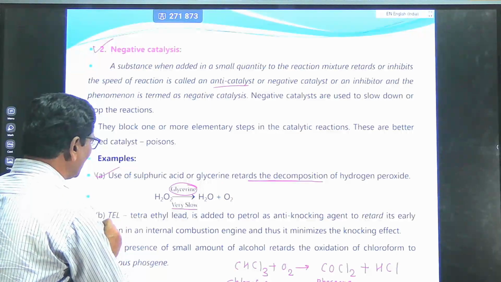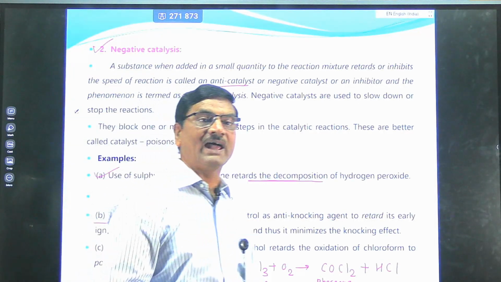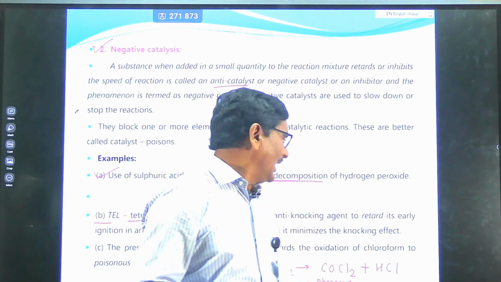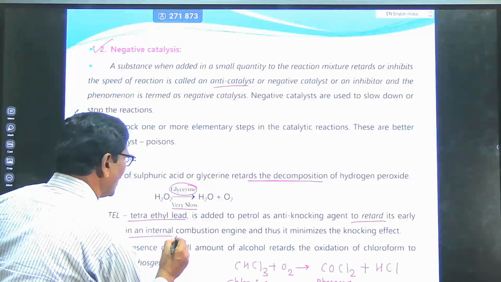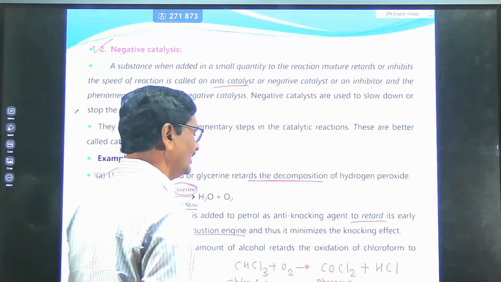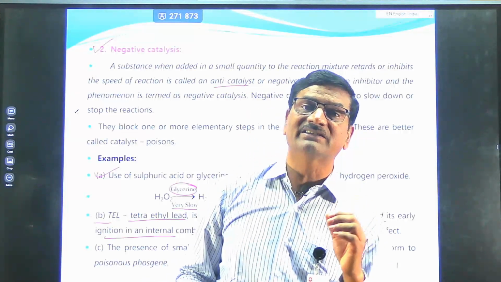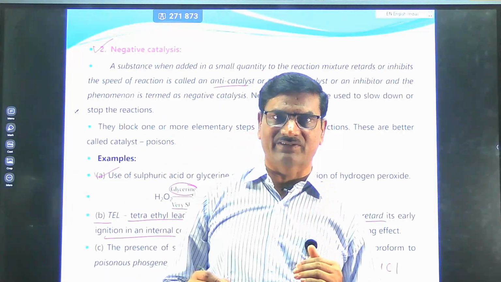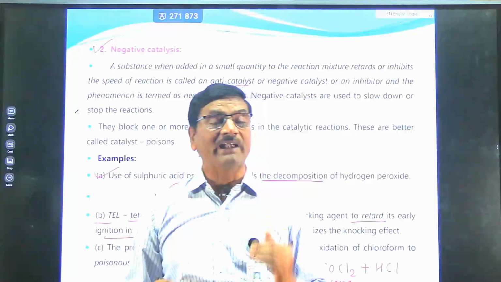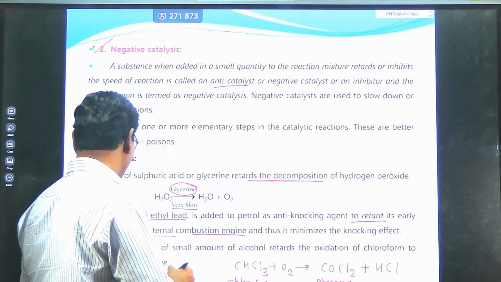In the second example, tetraethyl lead is added to petrol as an anti-knocking reagent, to retard the early ignition in an internal combustion engine. Tetraethyl lead is essential to add to petrol, as it retards the rate of reaction and reduces the knocking noise in the internal combustion engine.